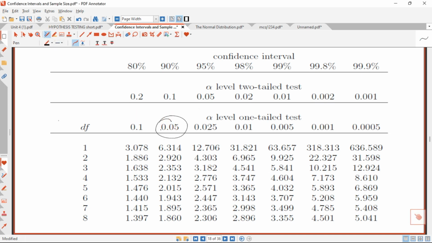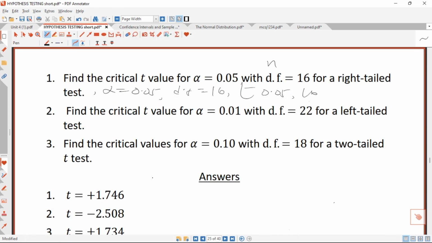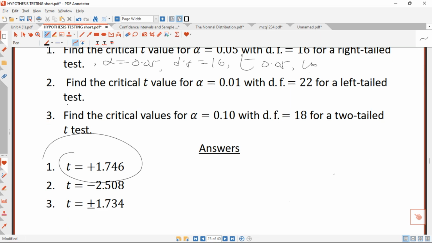That's 0.05, and then we have our degrees of freedom to be 16. So we are just going to map this one to that where they meet, and you can see that they are meeting at 1.746. So 1.746 will be our answer for the t-test, right? It was still to the right. And let's move on to the next question.